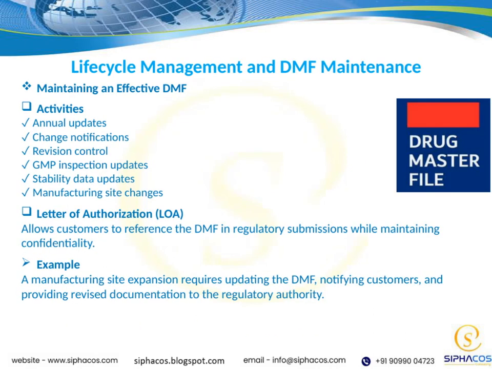Let's talk about keeping a drug master file effective over time. It's not a one-and-done deal. We need regular activities like annual updates, tracking any changes, and managing revisions carefully. We also stay on top of GMP inspections, update stability data, and note any manufacturing site changes. The letter of authorization is key. It lets customers reference the DMF in their regulatory submissions without revealing confidential details. For example, if a manufacturing site expands, the DMF must be updated, customers notified, and regulators given the revised documents.